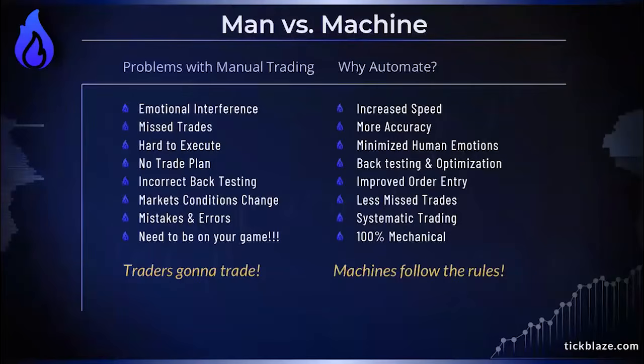Okay. So there's two types of traders: the discretionary traders, and then the automated traders. And a lot of traders will do both.